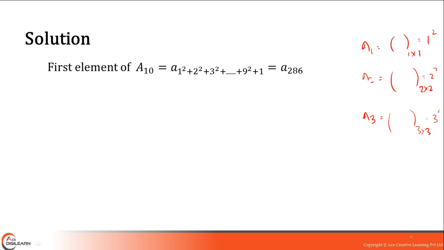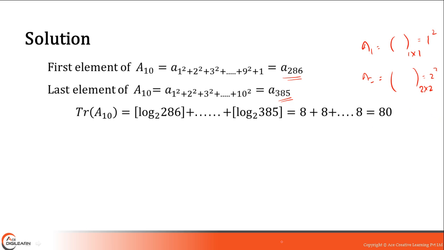So A10 will contain 10 square number of elements, which starts with A286, and last element of A10 will be A of 1 square plus 2 square so on till 10 square, which is A385. So trace of a matrix, as we discussed earlier, is sum of the diagonal elements. So trace of A10 will be sum of the diagonal elements, which is log of 286 base 2 to log of 385 base 2, which is equals to 80.